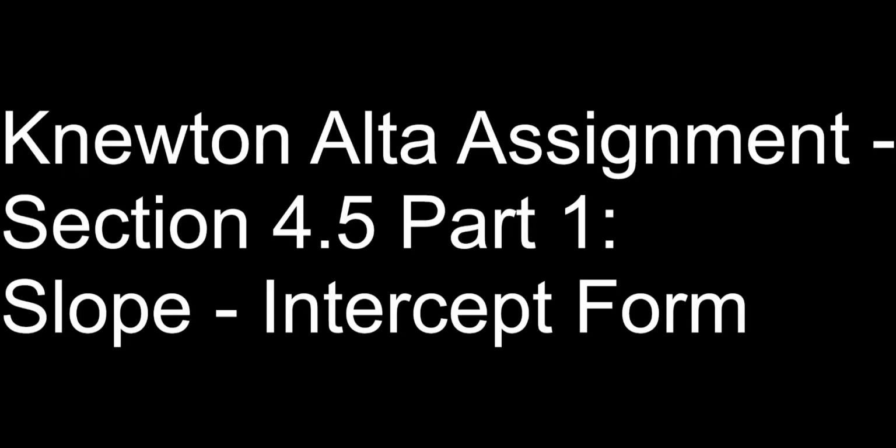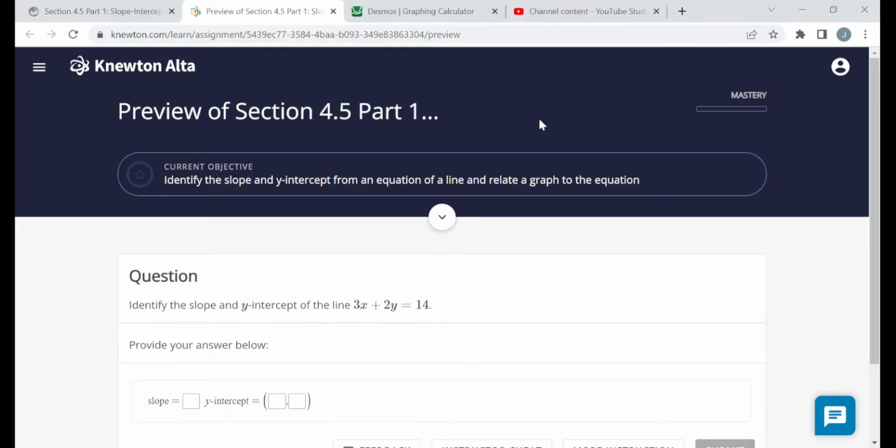This video is on the Knewton Alta assignment for section 4.5 part 1 called Slope-Intercept form. In this video I'm going to be going over a preview version of this assignment. So please understand that the questions I see in this video may not be the same questions that you see when you work on the assignment yourself. But the objectives are all the same and the structure should be similar. So I'm hoping that watching me do these here helps you in some way when you work on the assignment on your own.